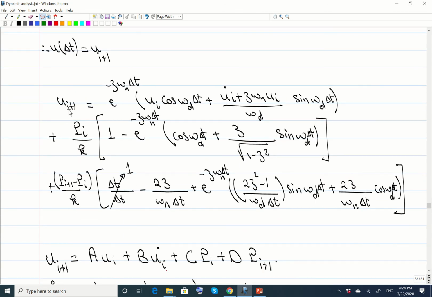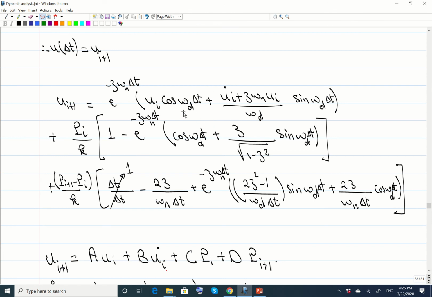So as you see, this is u_i. If you know u_i and u_i dot, the displacement and the velocity at the beginning of the sampling point, you know the force at the beginning of the sampling point, and you know the force at the end of the sampling step, you're going to be able to find u_{i+1}, the displacement at the end of that sampling step. It's going to be that formula, okay?